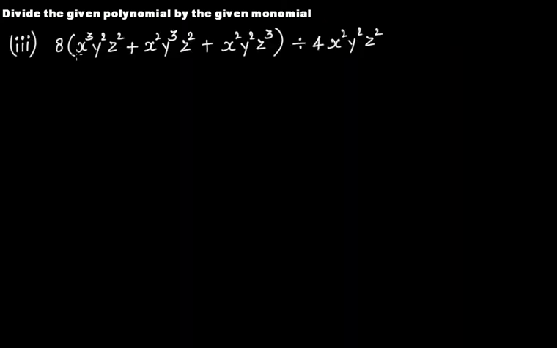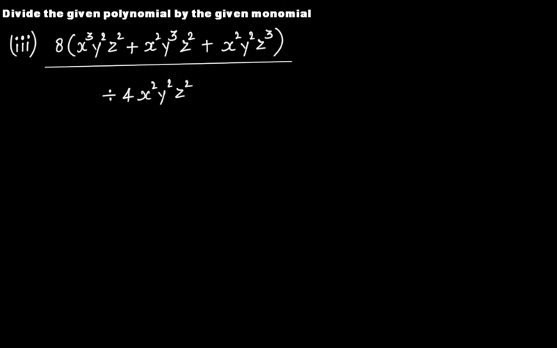Here you have 8x cubed y squared z squared plus 8x squared y cubed z squared plus 8x squared y squared z cubed, divided by 4x squared y squared z squared. Okay, so you have to perform this division. If you look carefully, the denominator is 4x squared y squared z squared, and in the numerator you have x cubed y squared z squared, x squared y cubed z squared, and then x squared y squared z cubed.